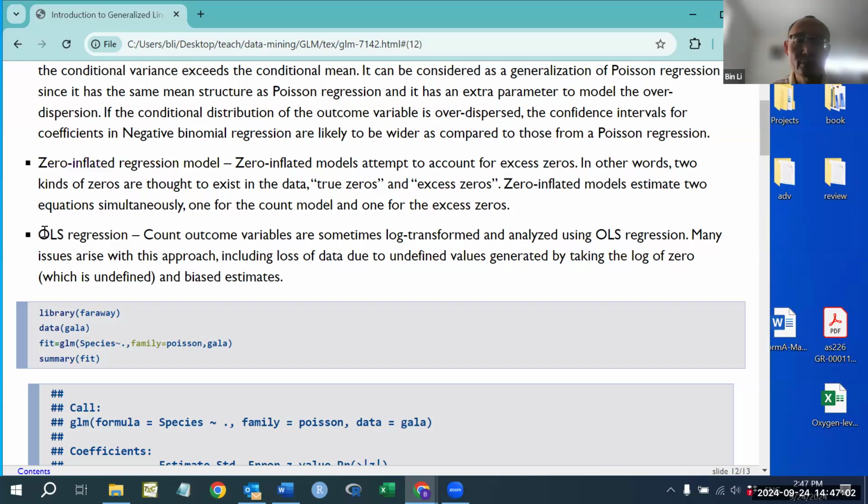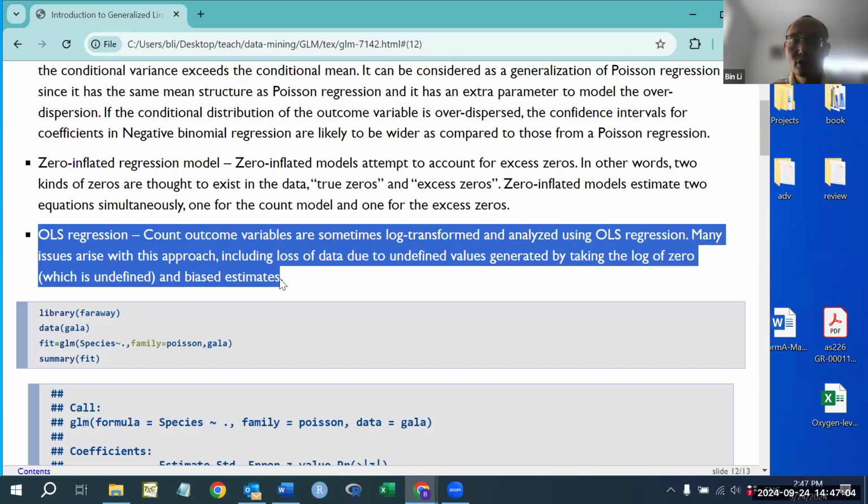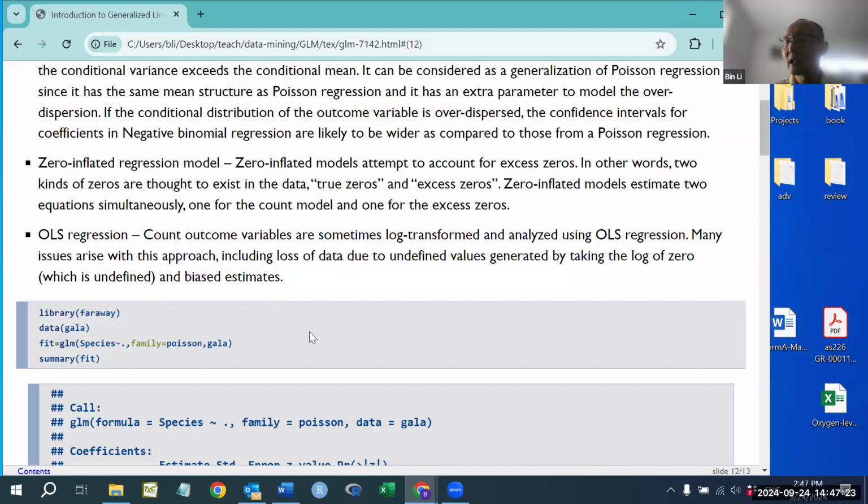This one is not recommended, but people still like to use that sometimes because it is very simple. But this one will cause lots of troubles for the interpretations. And sometimes it cannot be applied because when we use the OLS for the count data, usually we take the log transformation on the Y. But if we have zero counts, that may cause some trouble.